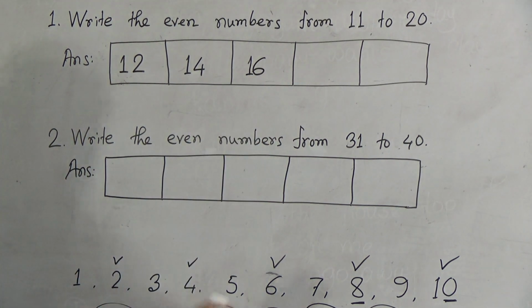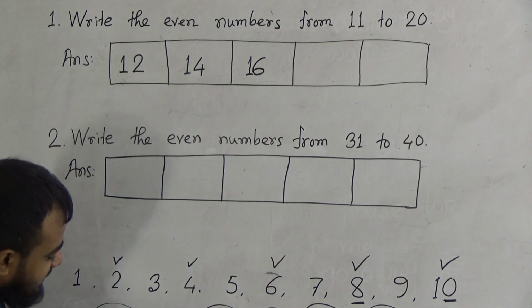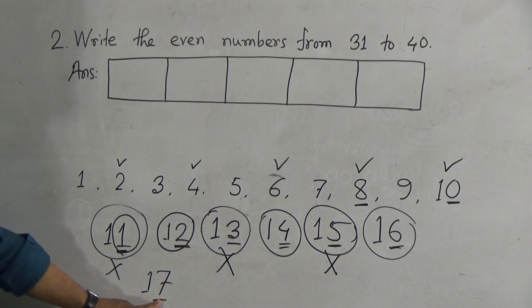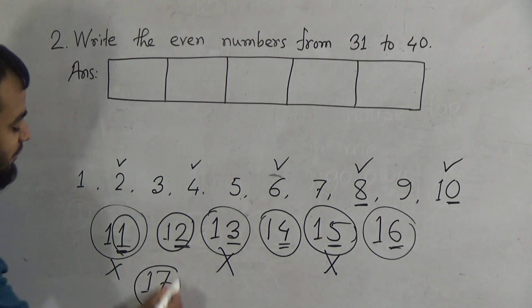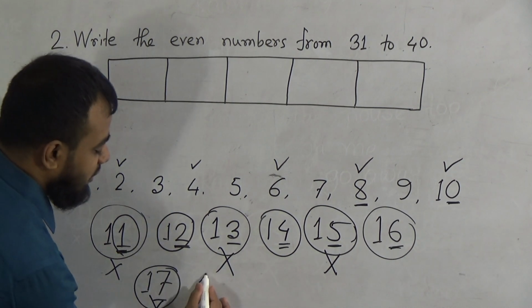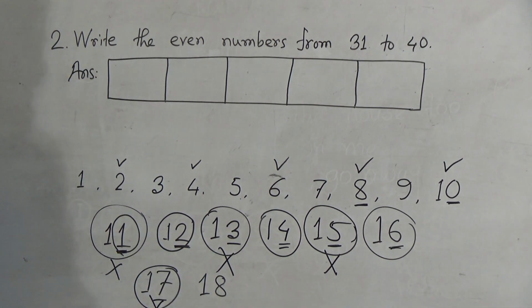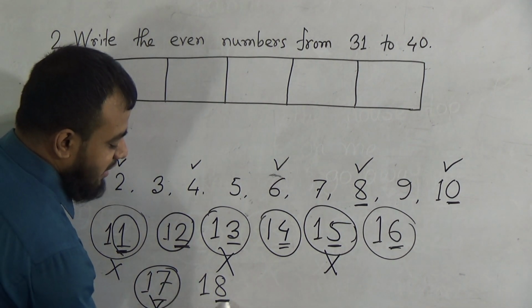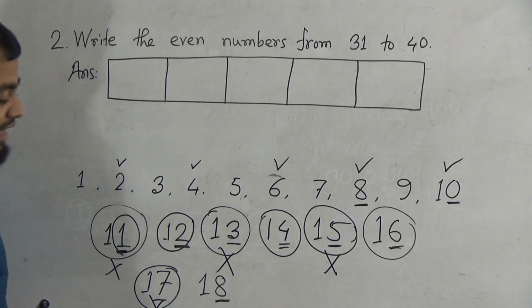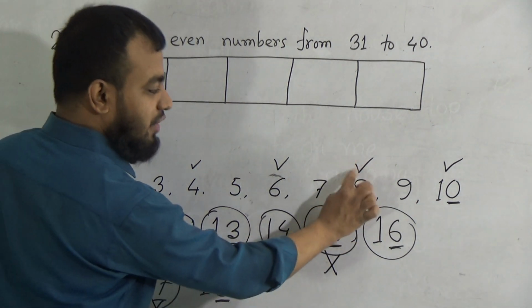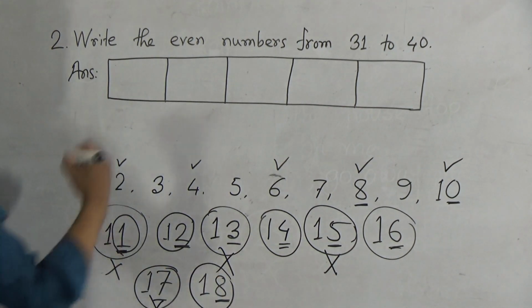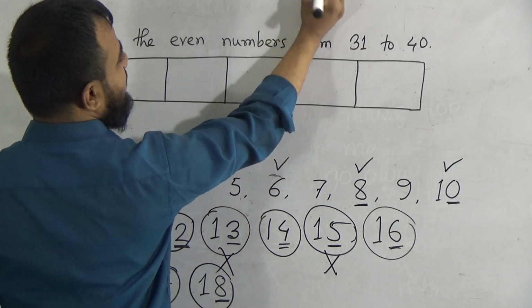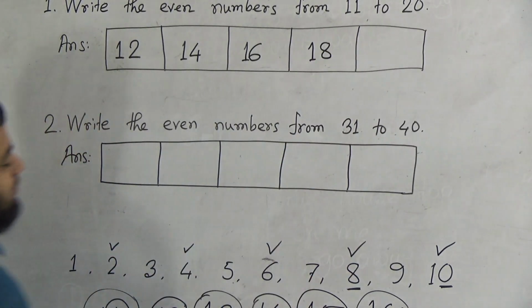After 16 we have the number 17, and 17 has 7 on the right side, and we already know that 7 can't make a pair. That is why 7 is not an even number, and so 17 also is not an even number. Now after 17 we have the number 18, and 18 has 8 on the right side, in the ones place, and 8 can make a pair. So 8 is an even number. That is why 18 is also an even number. We should write down 18 in the next blank. We have found that the next even number is 18.